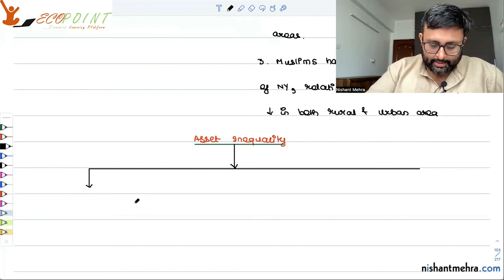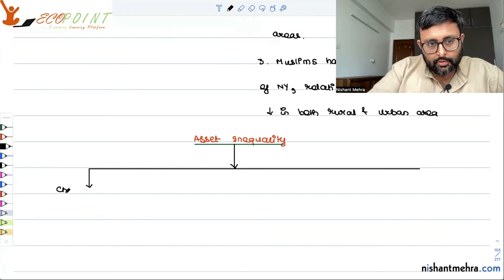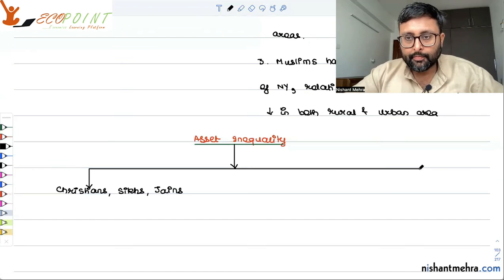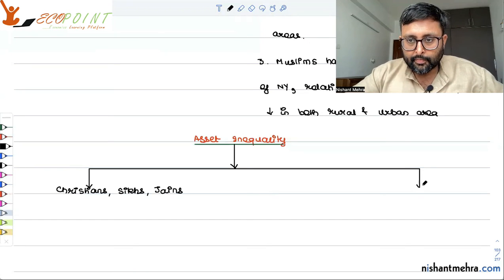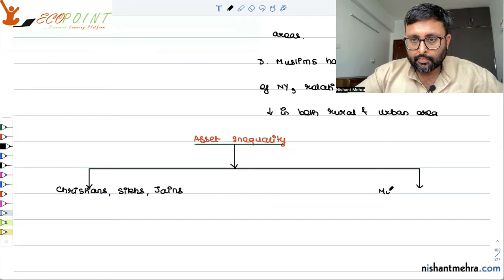So asset inequality. There are Christians, Sikhs and Jains on the one hand, and there are Muslims and Buddhists.